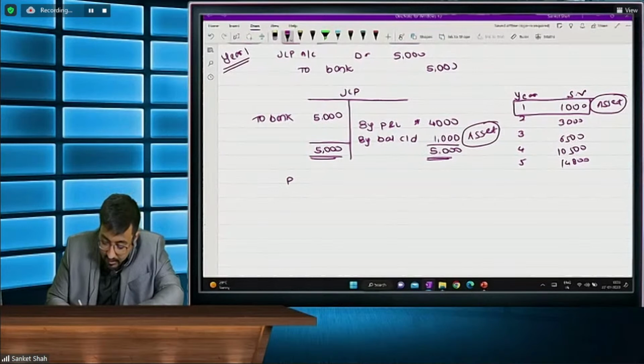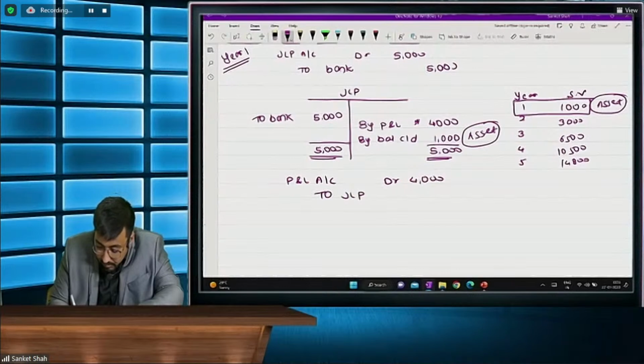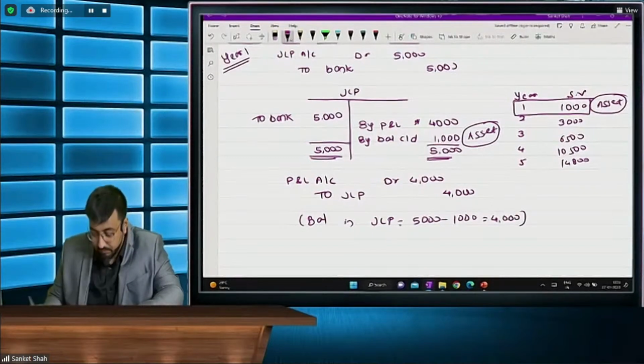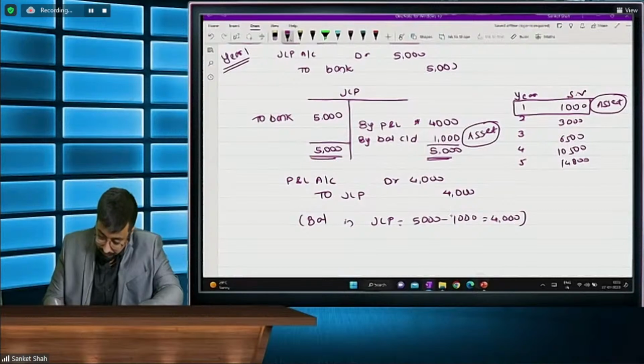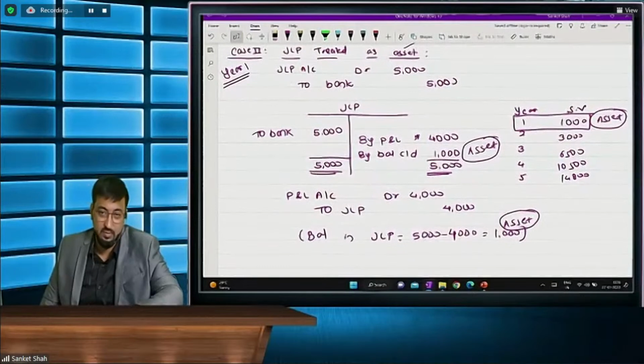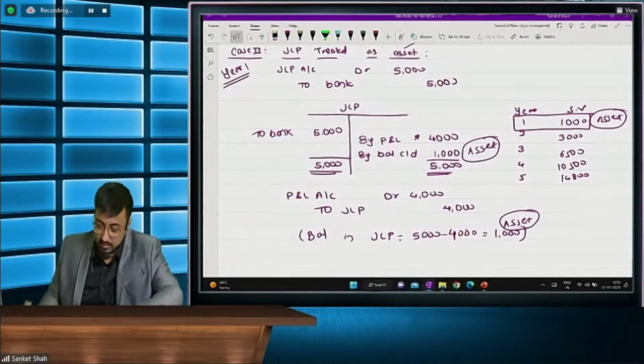So second entry is P&L account debit. I will transfer to P&L from JLP 4,000, and balance in JLP is 5,000 minus 4,000, 1,000, and that is my asset by surrender value. So balancing figure I will transfer to P&L, and remaining balance is balance carried down. That is a surrender value. So asset is always shown at surrender value.